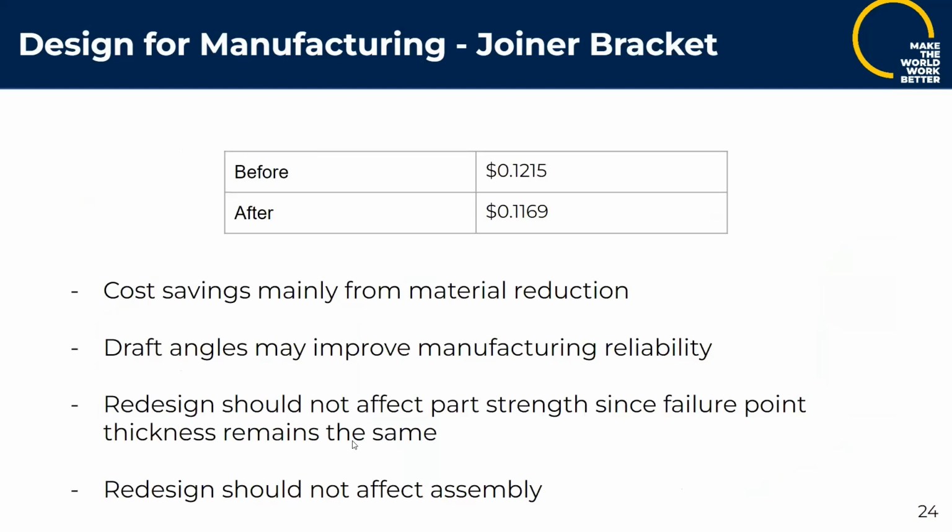The price difference was primarily driven by material reduction, and it was less than 5%, but we believe that the draft angles can improve our manufacturing reliability and increase our manufacturing plant's uptime. The redesign shouldn't affect the part's strength because the failure point in bending has the same thickness before and after the redesign, and this redesign also shouldn't affect the ease of assembly either.